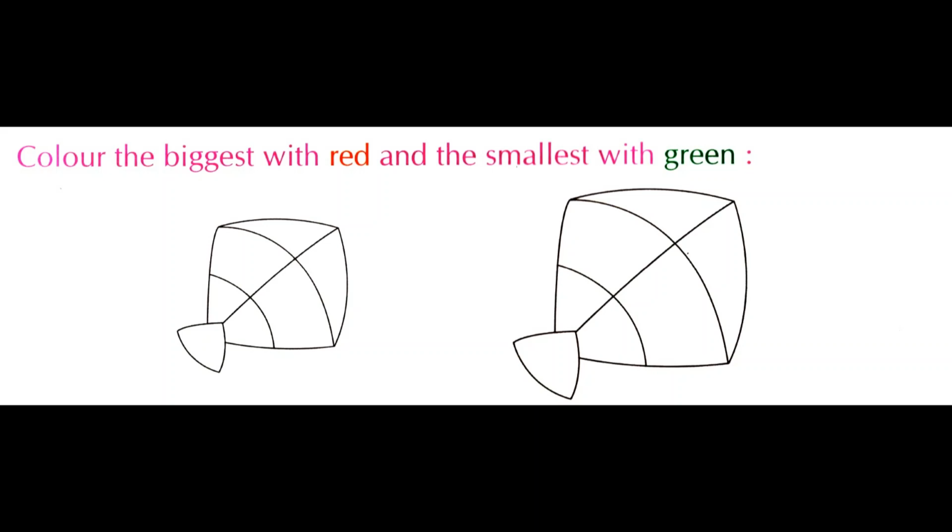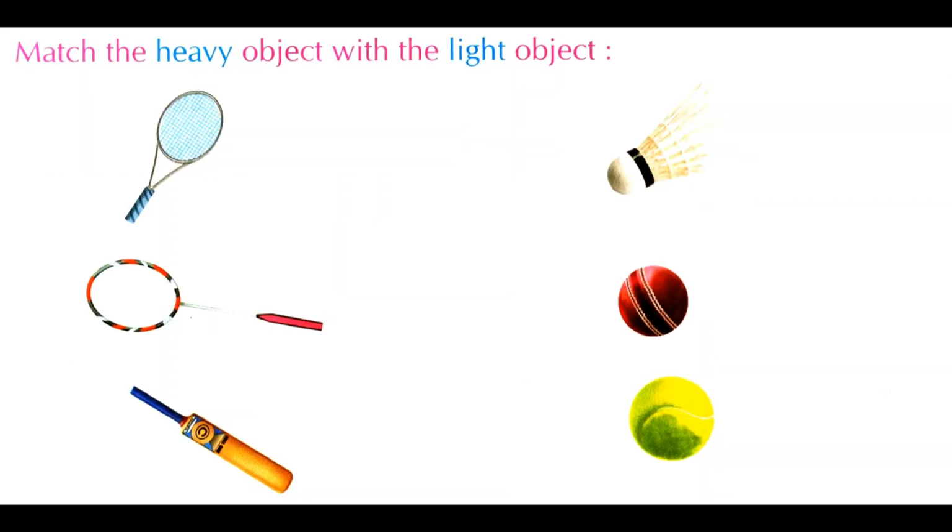In the next picture you can see that there are some objects in which some are heavy and some are light. You have to match these objects with heavy and light. You have to compare the weight of these objects of column 1 and column 2. In column 1 you can see some bats, and in column 2 you can see the cock and the ball. Now you have to match which one is suitable to which.